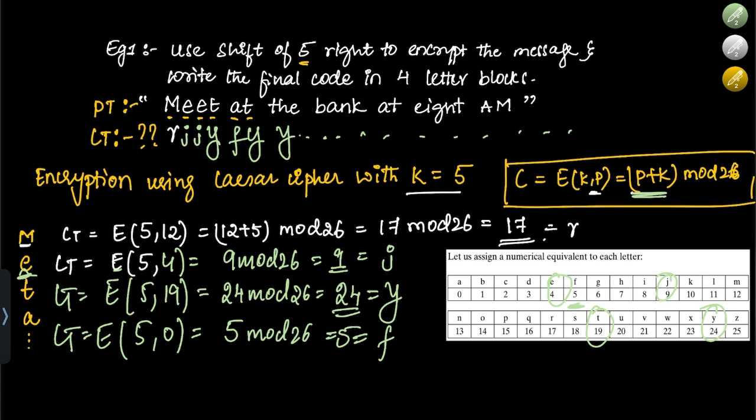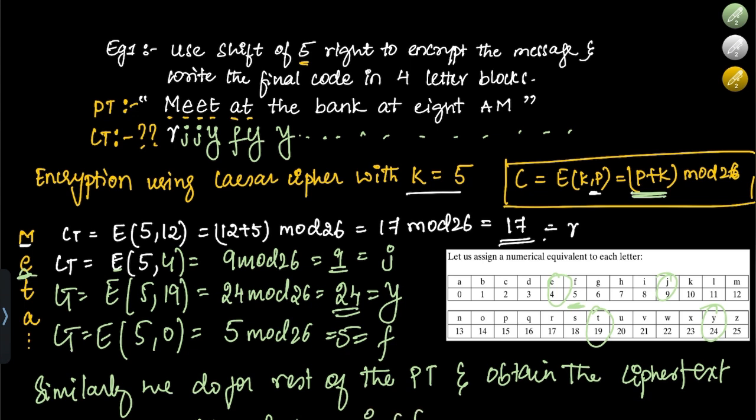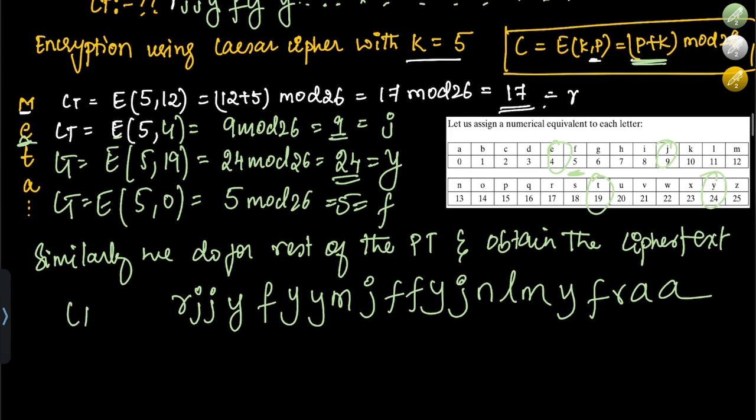So here I can write one statement. Similarly, we do for the rest of the plain text and obtain the cipher text. Let me write down the cipher text. R J J Y F Y Y M J F F Y J N L M Y F R A A. So this is the final cipher text which I have obtained.